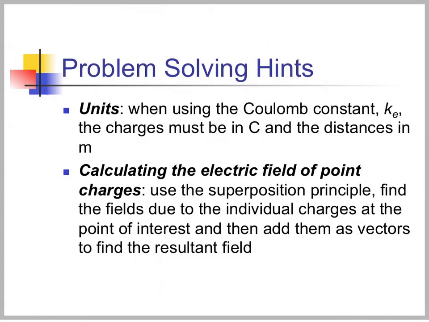So, some hints when solving these problems. First, make sure of your units. When using the Coulomb constant k, the charges must be in coulombs and the distances in meters. Next, calculate the electric field of any point charges. If we can use the superposition principle, find the fields due to all the individual charges at the points of interest, and then add them as vectors to find the resultant field.